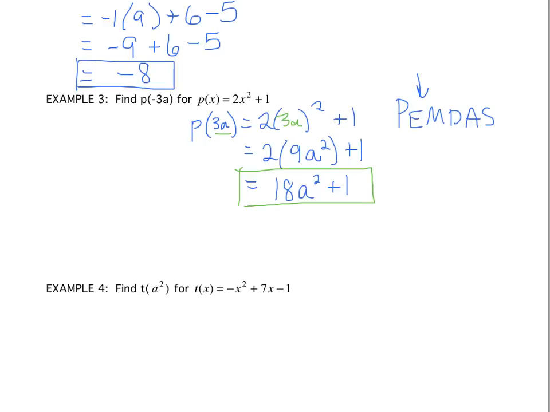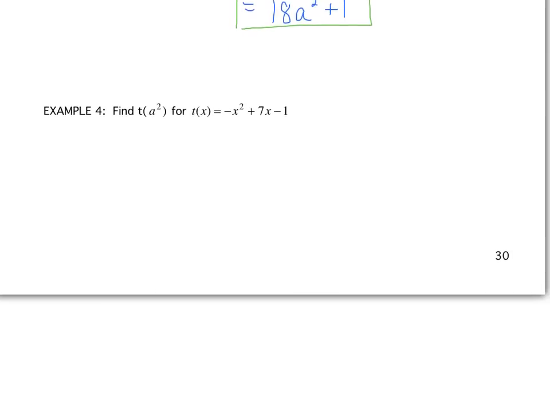Okay, let's take a look at example 4, our last example of this type. We're finding t of a squared for t of x equals negative x squared plus 7x minus 1. Again, with that negative in front, think of that as a coefficient. Think of it as a whole separate entity from the x squared. There's a negative 1 times an x squared. So when I plug in, it's going to be t of a squared equals, I'm going to write that negative 1, and I strongly suggest you do so you don't make a mistake there. And now where the parentheses are, I'm replacing it with a squared.